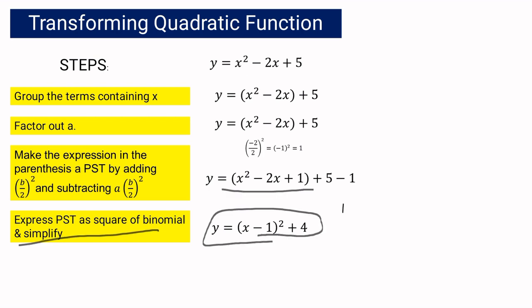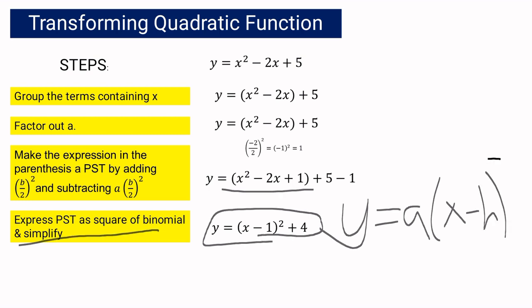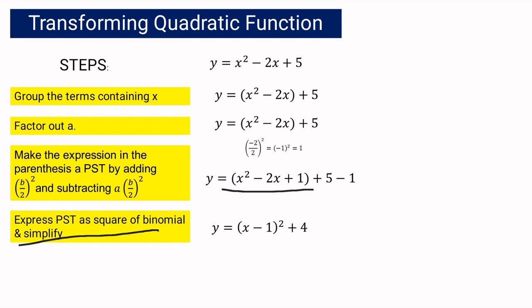This is already in the form of y equals a times the quantity x minus h squared plus k. If you look at our equation, the value of a is 1, but it is unnecessary for us to write the coefficient 1. What is the value of h? Yes, the value of h is 1. And what is the value of k? Yes, the value of k is 4. Now, this is our answer.